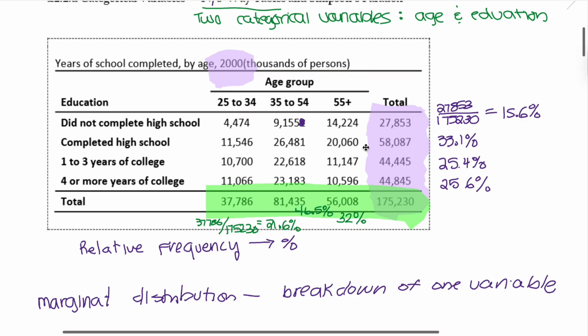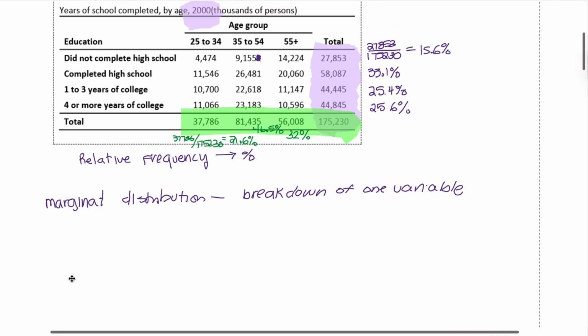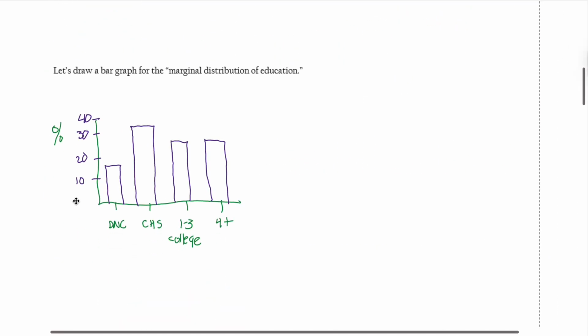So basically, we want to grab some information from this table. What we're going to do is use the value that we examine divided by the total number in that column or row and get the percentage. And relative frequency is always a percentage. The marginal distribution is the breakdown of one variable. And we will go deeper into that.